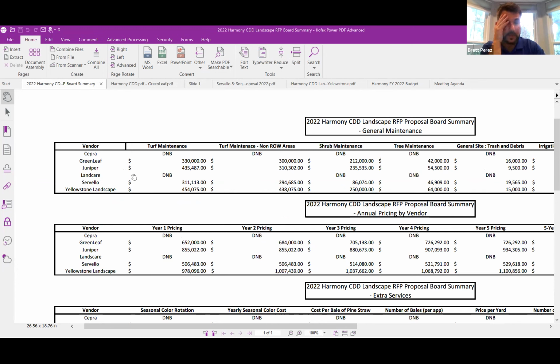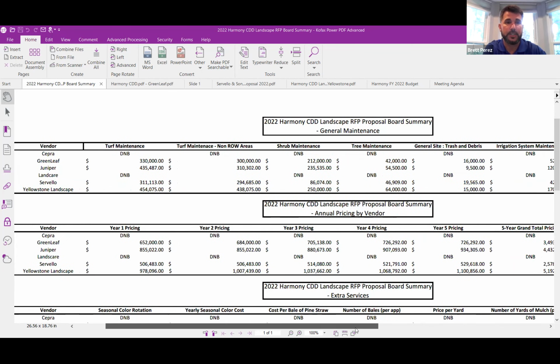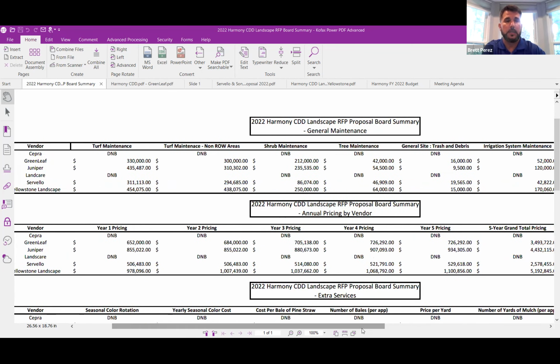So I'll start with, there were 6 vendors that picked up the mandatory RFP packets. They attended the mandatory pre-bid. You see all 6 vendors listed: Seapra, Greenleaf, Juniper, Landcare, Cervelo, and Yellowstone. Unfortunately, Seapra and Landcare did not bid in terms of turning in a number for us to use. So I did reach out to both of them, and both of them did respond.